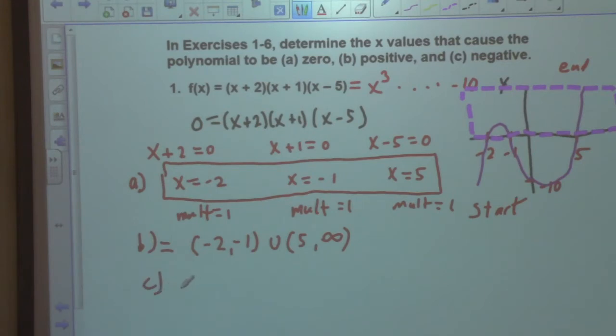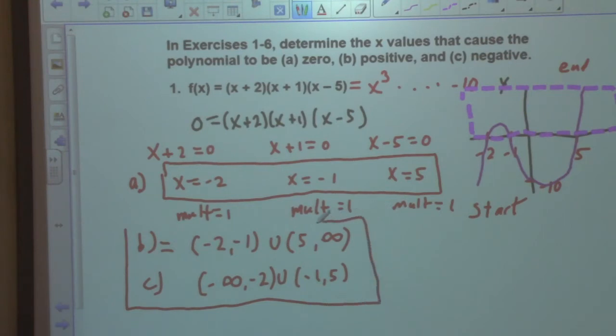C, negative infinity to negative 2, and also negative 1 to 5. Negative 1 to 5. So that's another way of doing it, and according to what we've done so far, you should have, because we've done problems similar to this, haven't we? Maybe not asking the same question, but doing the same thing, right?